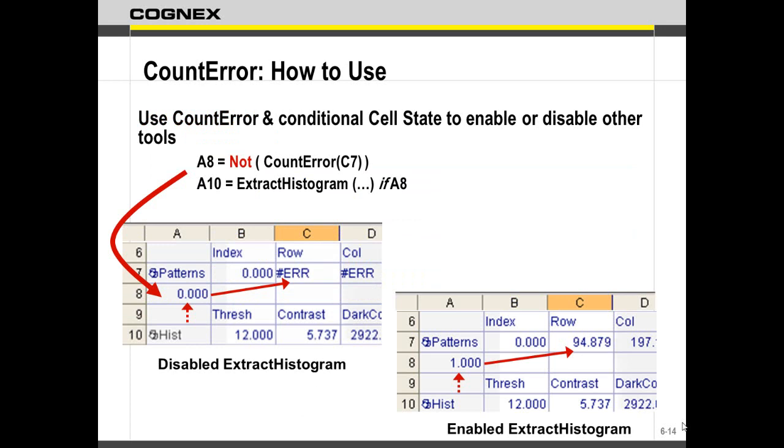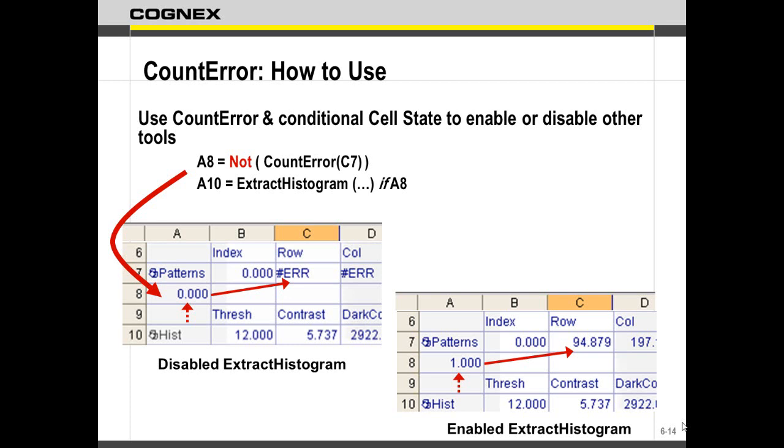Now, how I might use it is this is controlling cell state right here. So right up here, I have a count error of C7. I'm looking just to see the row of my Find Patterns tool. The truth is, I'm not worried about column and angle, because if my row is pound erroring, trust me, my column and angle are pound erroring as well. I don't care about that. I'm just looking at one cell. So I'm going to count error of C7. If there's an error there, it's going to be a 1.